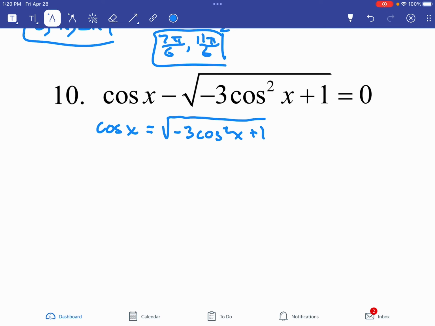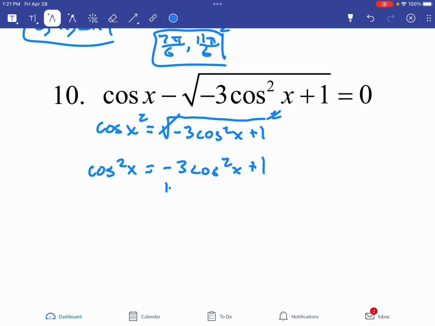Okay, so by putting it on the other side of my equal sign, I've added it, which means I get rid of that negative sign. Now I need to get rid of the square root sign. So I'm going to square both sides of my equation. When I do that, square root and square root cancel, and the cosine squared is on the left, and minus 3 cosine squared plus 1 is on the right.